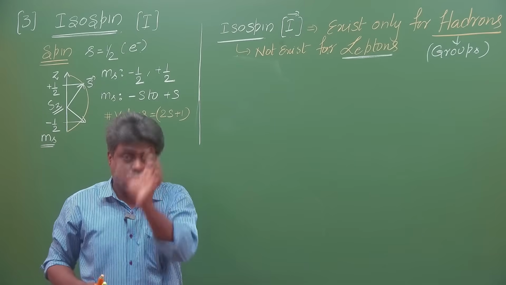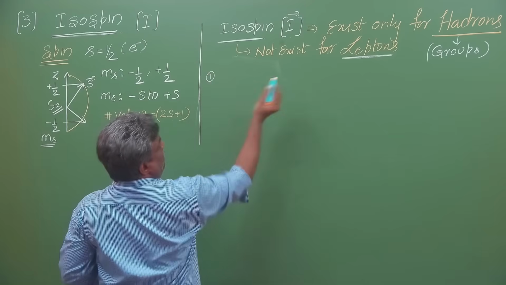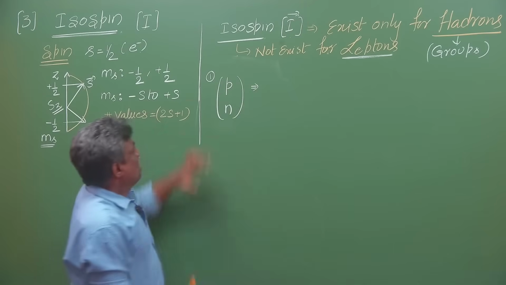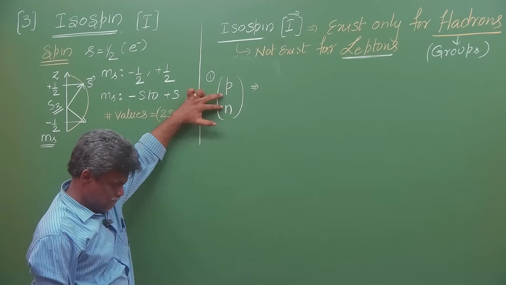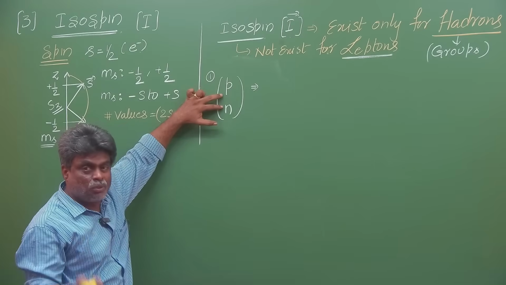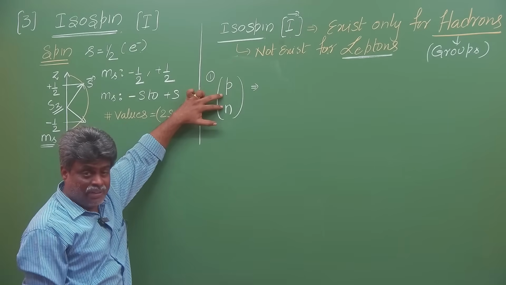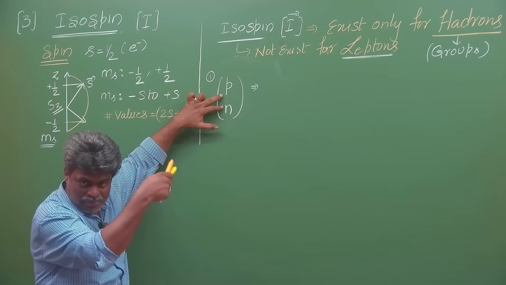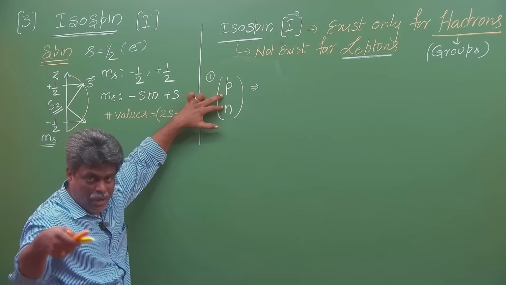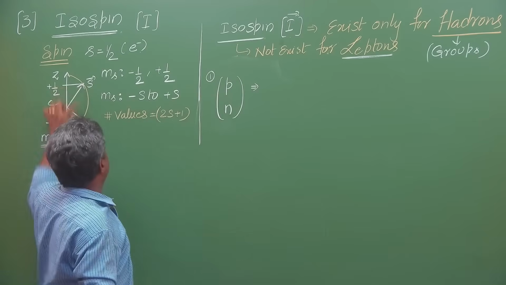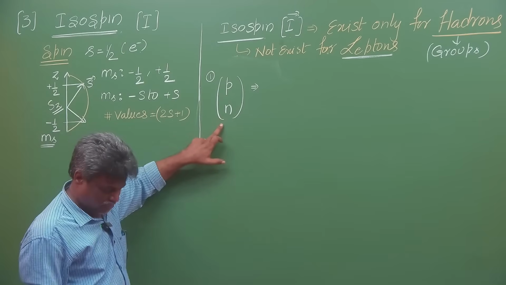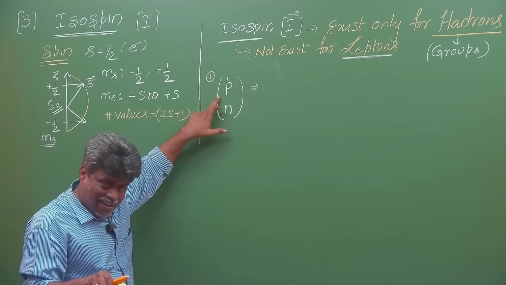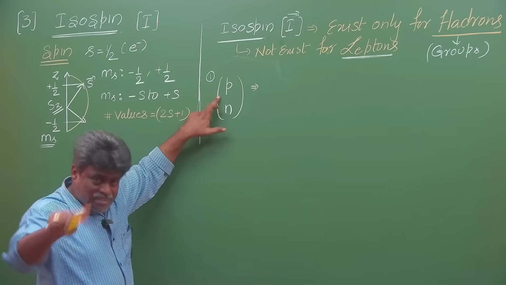The bracket indicates what? A group. Now, first I am taking one hadron group. Let us take a proton and a neutron. How many particles are there? 2 particles. Actually, each hadron group is the different projections of the same entity. Proton and neutron are different projections of the same entity.